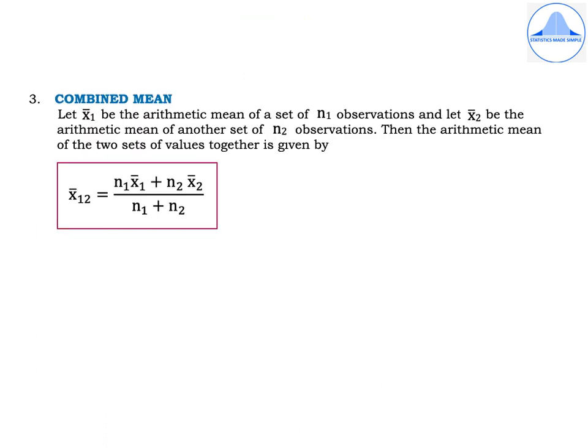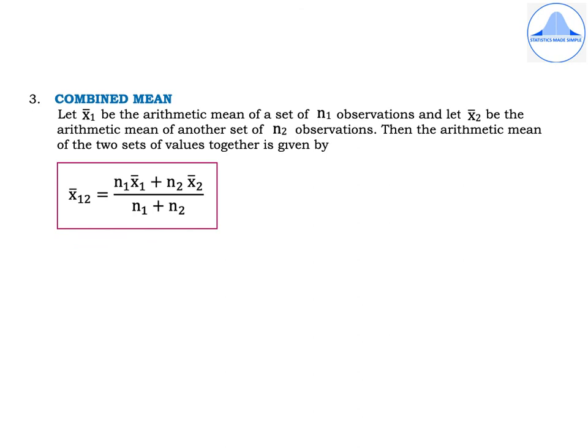The third property of the arithmetic mean is called the combined mean property. This property is an important one, and usually problems based on the property are asked in the exam. So let's consider two sets of data. The first set has n1 observations and the second set has n2 observations. So let x bar 1 be the arithmetic mean of a set of n1 observations, and let x bar 2 be the arithmetic mean of another set of n2 observations.